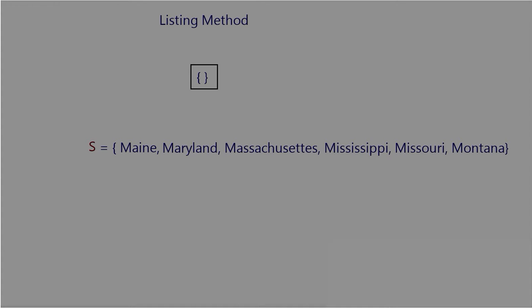Let's talk about the listing method. In this method, all members of the set are listed, separated by commas, and then enclosed in a pair of brackets. We can do an example. The collection or grouping of all states in the United States of America starting with the letter M is well defined and therefore forms a set. Since the letter S starts the word set, we can write it and then an equal sign, along with all the states starting with M, between brackets, separated by commas.